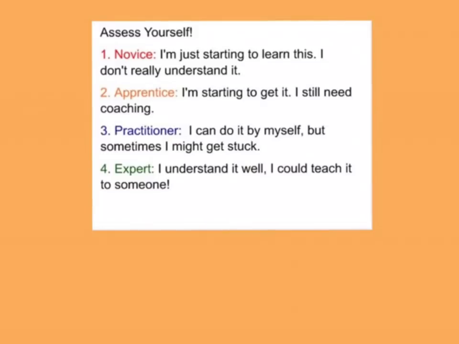And let's go ahead and assess ourselves about tonight's lesson. Put a number 1 at the bottom of your page if you feel like you're a novice, you're just starting to learn and you really don't understand. A 2, apprentice, starting to get it, but you still need some coaching. Level 3, practitioner, I can do it all by myself, but I may get stuck sometimes. And a level 4 is an expert, that means you could teach it to somebody. Go ahead and put a 1, 2, 3, or 4 on your homework page for tonight.